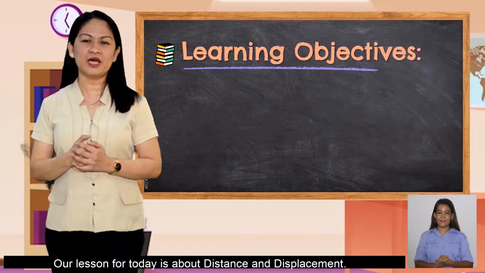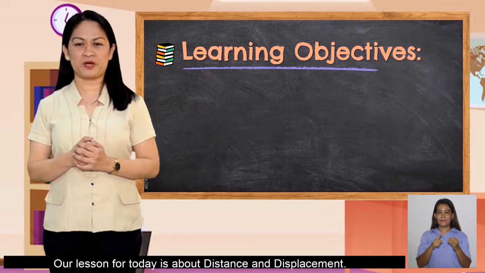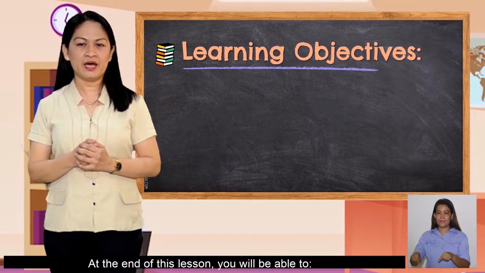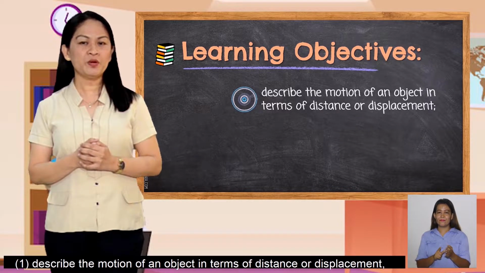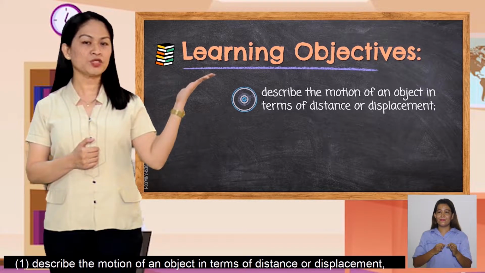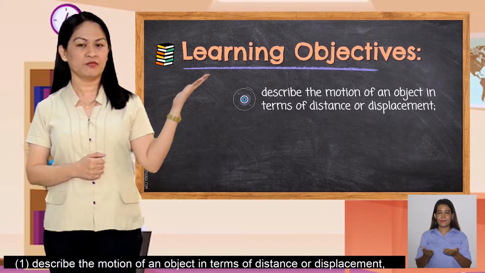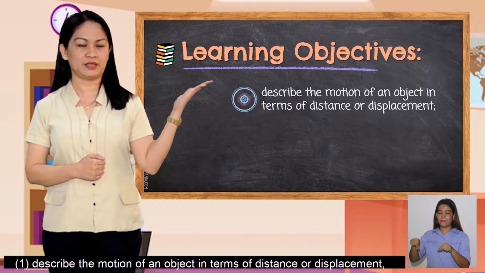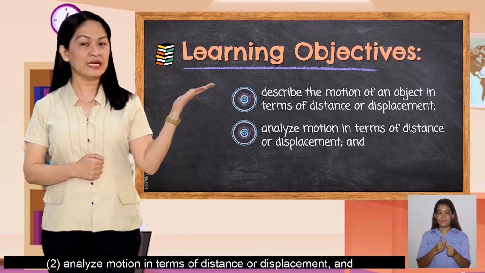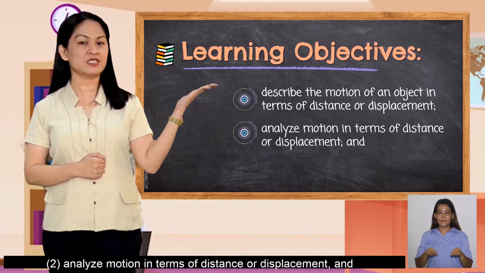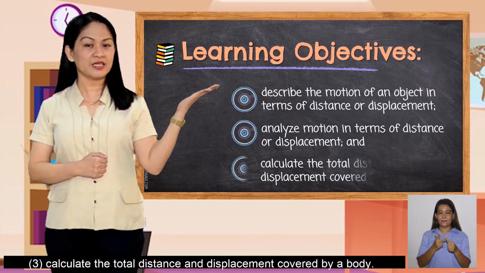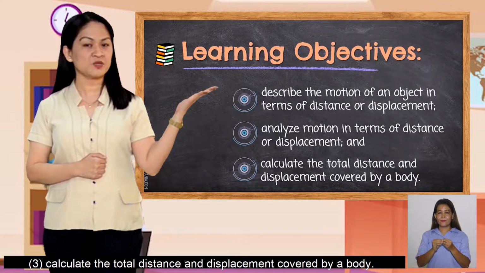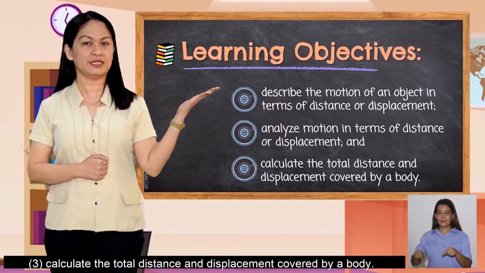Our lesson for today is about distance and displacement. At the end of this lesson, you will be able to, number 1, describe the motion of an object in terms of distance or displacement. Number 2, analyze motion in terms of distance or displacement. And number 3, calculate the total distance and displacement covered by the body.